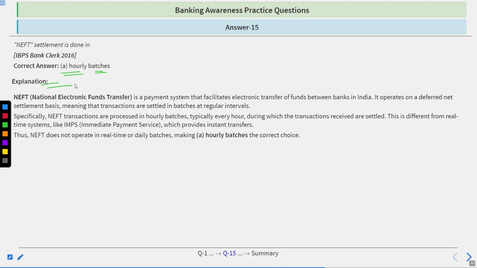Go by the explanation. NEFT is a payment system that facilitates electronic transfer of funds between banks in India. It operates on a deferred net settlement basis, meaning that transactions are settled in batches at regular intervals. Specifically, NEFT transactions are processed in hourly batches, typically every hour, during which the transactions received are settled. This is different from real-time systems like IMPS, Immediate Payment Service, which provide instant transfer. Thus, NEFT does not operate in real time or daily batches, making hourly batches the correct choice.